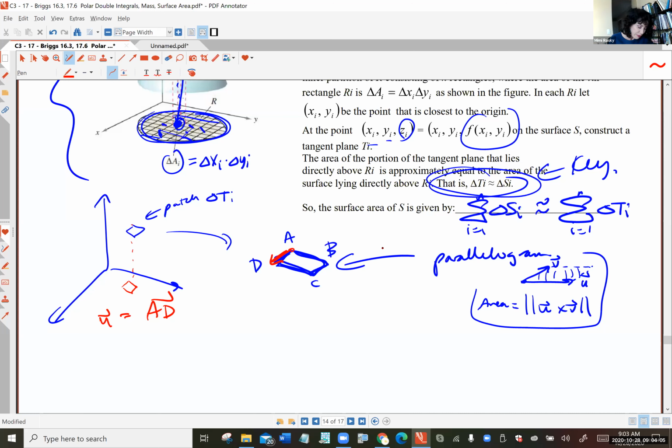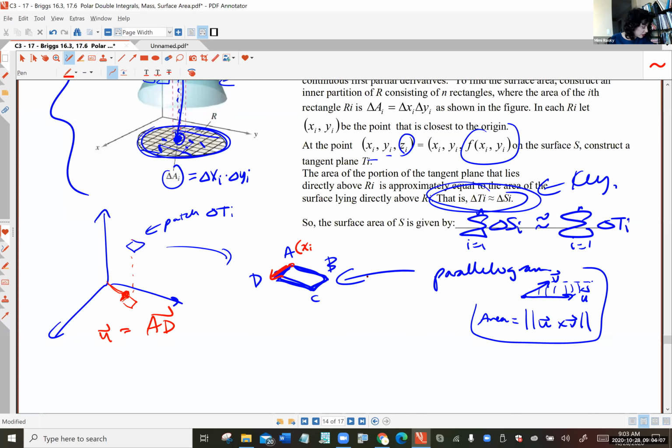And then the point B, which is moving in the direction of the y-axis, is here. His x will be the same as A's x coordinate, but his y coordinate will be y sub I plus 1. Then his corresponding z coordinate is the function f evaluated at his x and y coordinates, which is f evaluated at x sub I, y sub I plus 1. So that's the ordered triple for the point B.